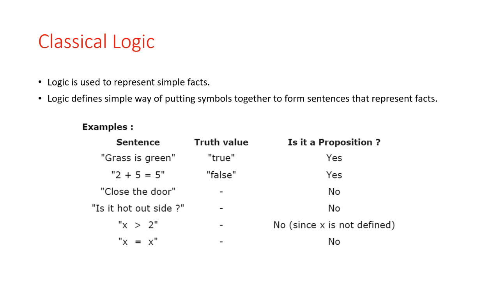X is not defined. Similarly, for x equal to x, the truth value is null because we are not defining the value of x here. The truth value is neither true nor false, so it is not a proposition. Sentences that are true or false, but not both, are called propositions. In close the door, is it hot outside, x is greater than 2, or x equal to x, we cannot decide whether the value is true or false, so they are not propositions.